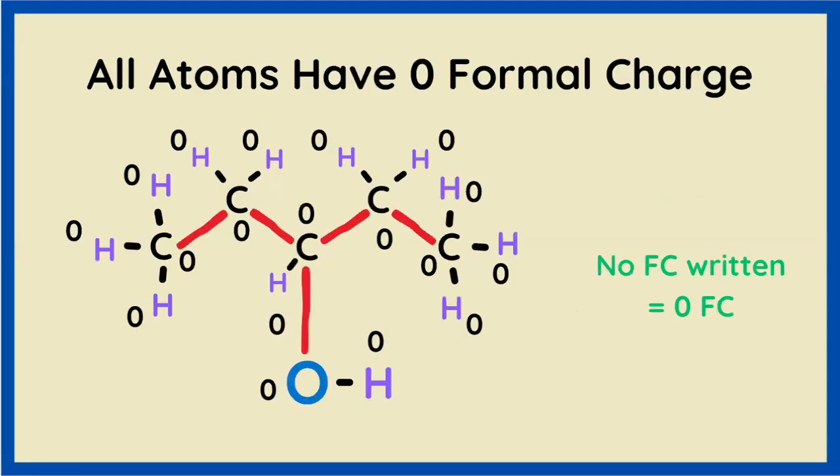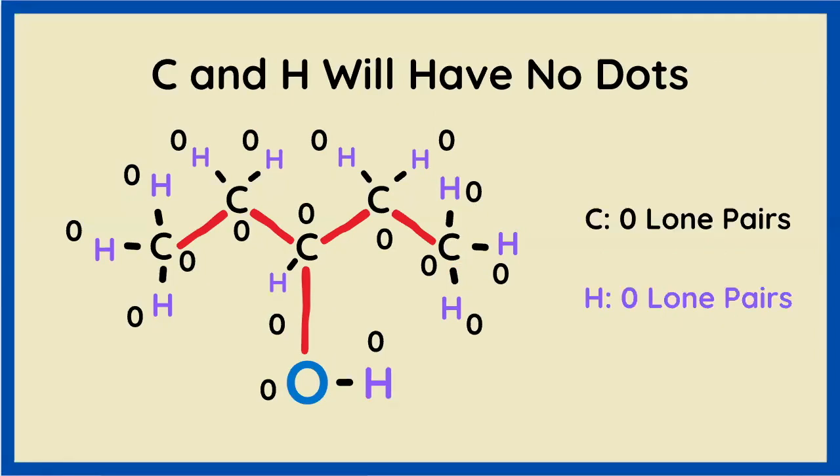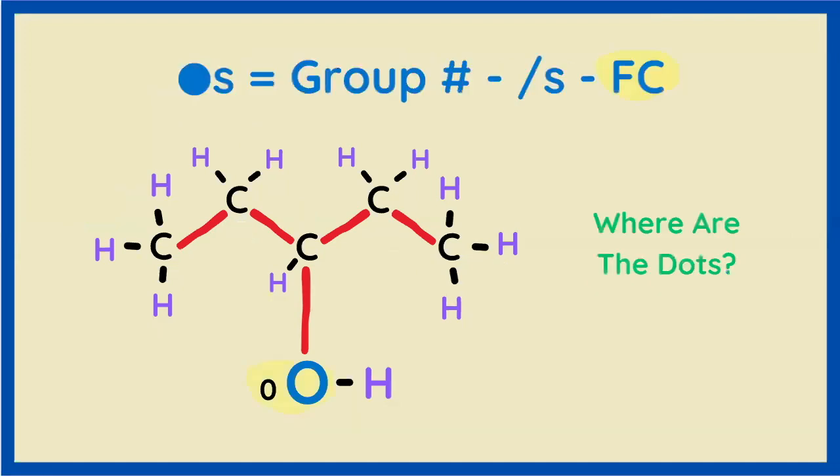The great news is that because we haven't otherwise indicated any charge, we assume that all of our atoms have a 0 formal charge. And the other great news is that carbon and hydrogen with 0 formal charge have no dots, have no lone pair electrons. Oxygen, however, does. And the way that we figured this out is using this equation right here. It's actually the formal charge equation that's flipped around to solve for the number of dots. Group number minus number of sticks minus formal charge.